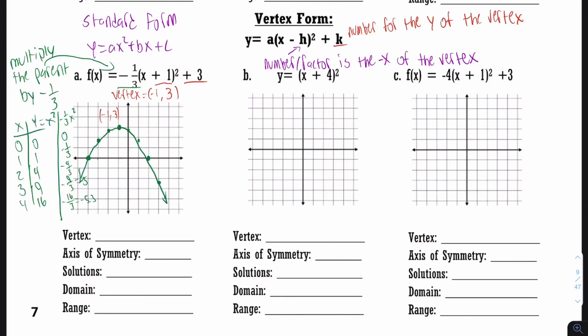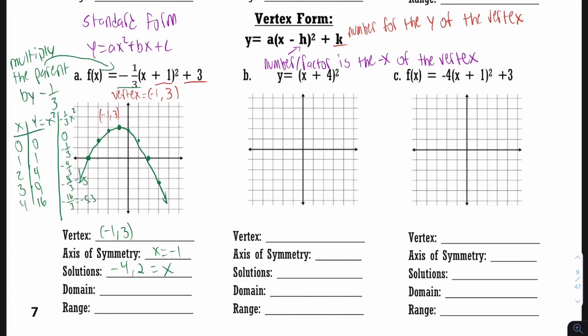And there we have a graph. Vertex, -1, 3. Axis of symmetry, x equals -1. Solutions are the roots. We have one at -5. Nope, -4. The other one is at 2. And those are the x solutions.